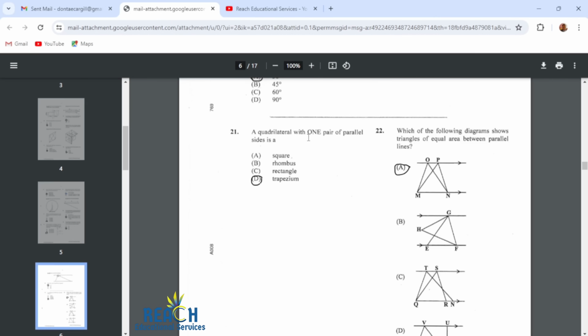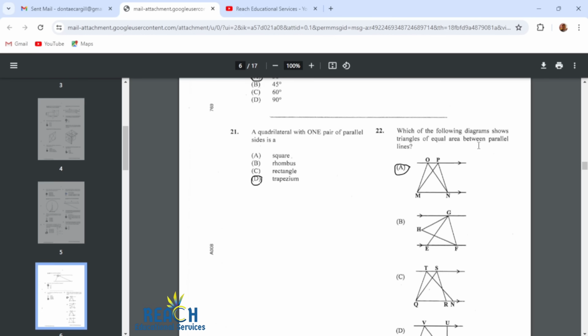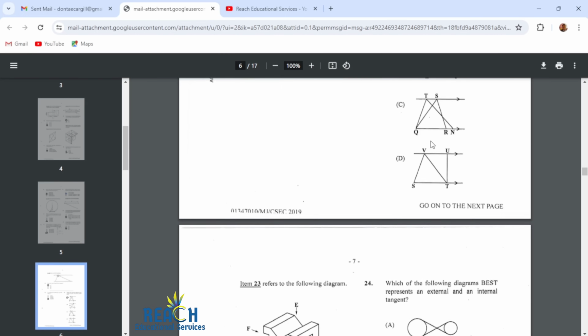21. A quadrilateral with one pair of parallel sides is a trapezium. 22. Which of the following diagrams shows triangles of equal area between parallel lines? This one. So we know that these are of equal area because triangles with the same base and the same height will be equal in area. So they have the same base and they have the same height, so they are equal in area.